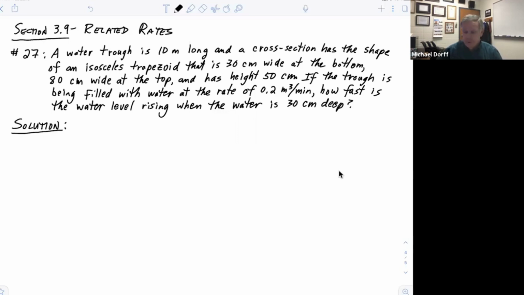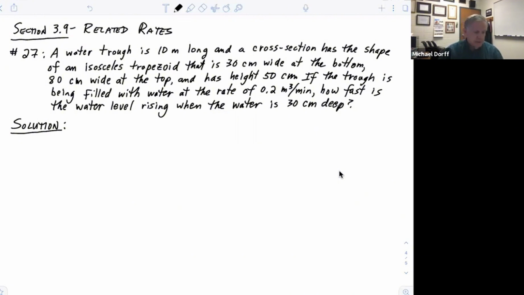Now, this is a tough problem. Two things we need to do: first, we're going to make a diagram of this so it's easier to see. And also, I'm going to change all my units so they're in the same form. We have centimeters and meters in this problem. I'm going to change everything to meters.